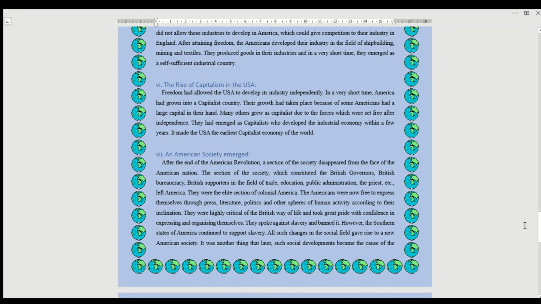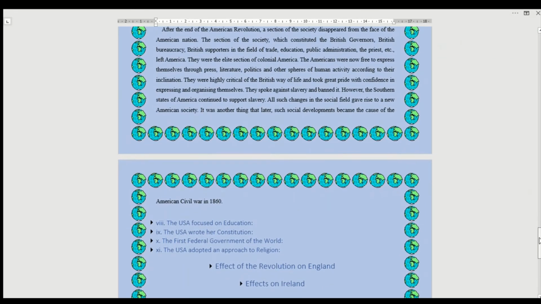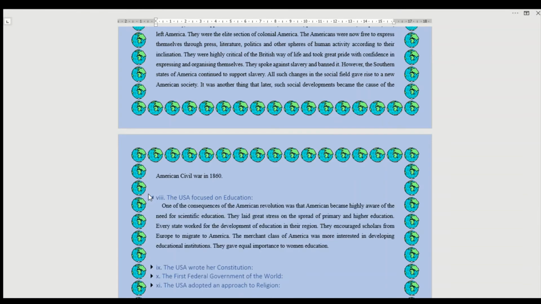Similarly, American society emerged. It is related to Americanism. It is a very elaborate point, required a lot of reading, but presently, if you are reading it for the first time, you just try to get a glimpse of what developments took place in society.